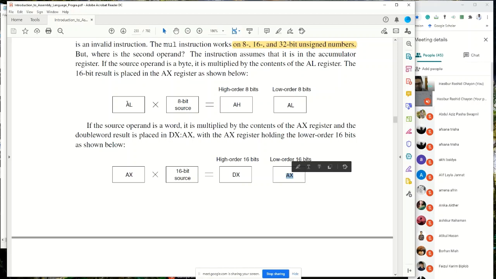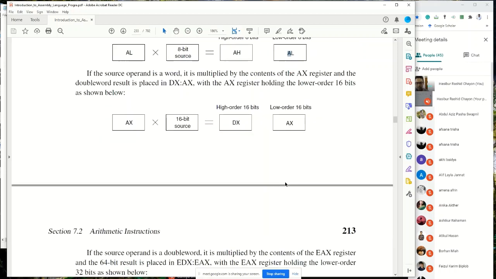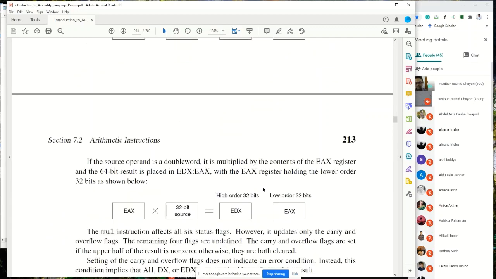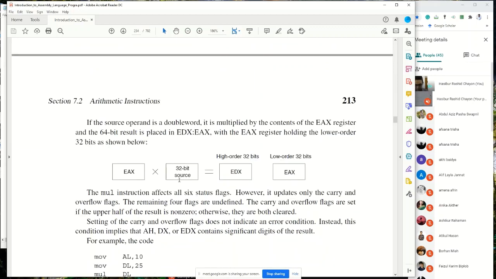Look, these are the same. The operand we stored here, we store the lower part of the result into it after the multiplication. Very similar to writing C equals C plus 1, right? C has a value, you add 1, and after the addition you store the value into C again. Same result here. Okay, so let's see the 32-bit source.